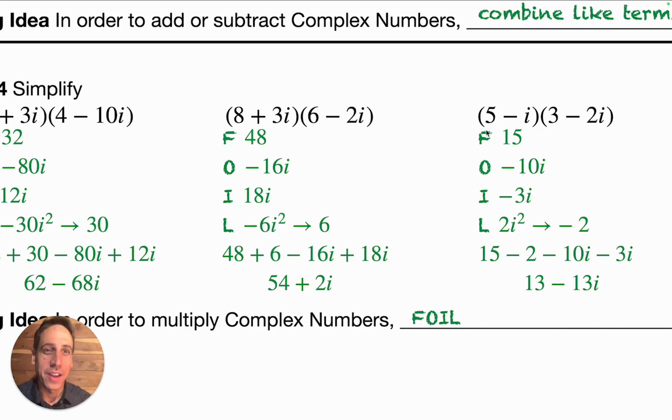Here we go. We have 5 times 3, the first terms, is 15. Then for the outside terms, it's 5 times minus 2i to get negative 10i. And for the inside terms, you get minus i times 3 to get negative 3i. And the last terms, minus i times minus 2i gives positive 2i squared, which actually turns into negative 2 because i squared is equal to negative 1. So 2 times negative 1 is negative 2. When you add them all up, you get 15 minus 2 minus 10i minus 3i. Combining the like terms, you get 13 minus 3i. And that's how you FOIL.